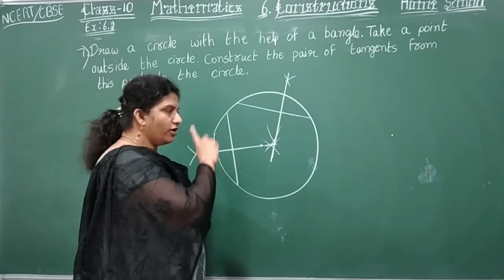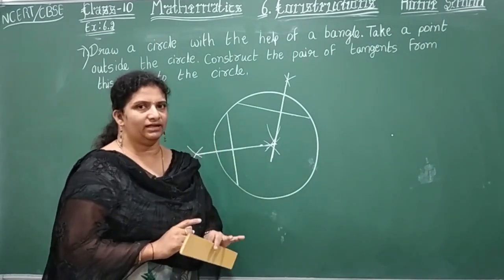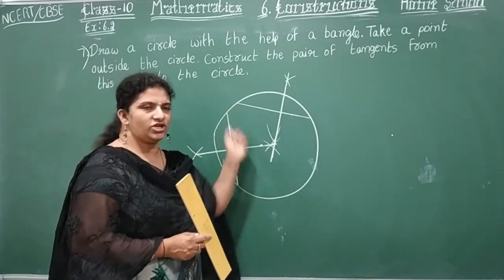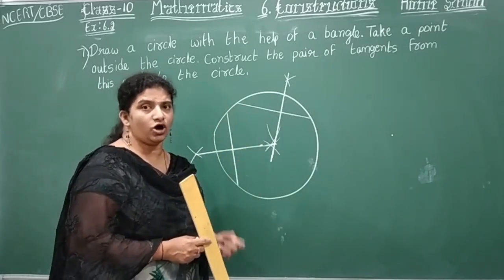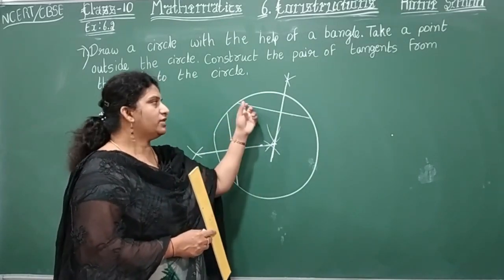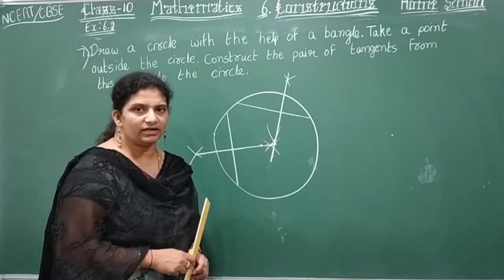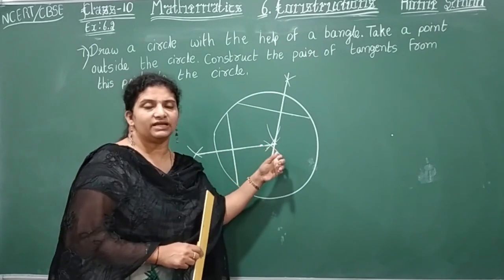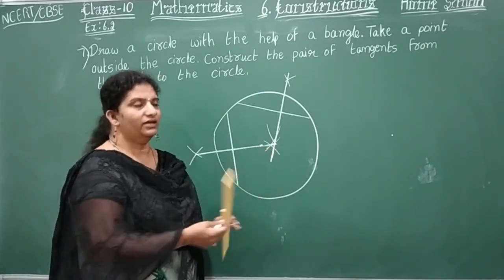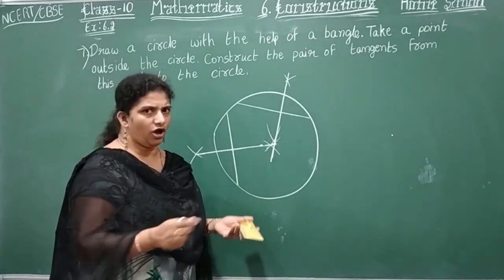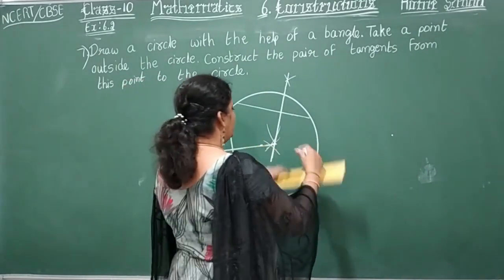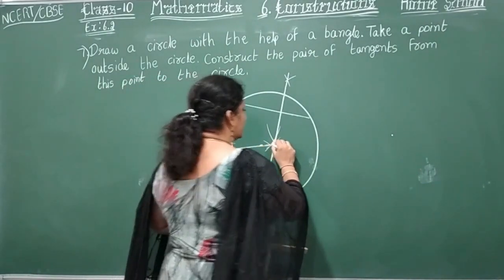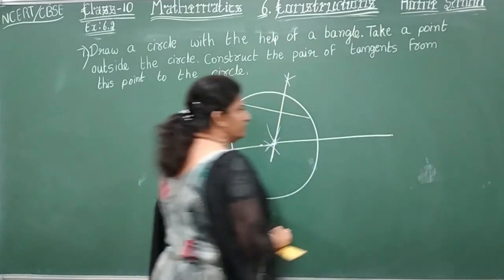So now draw a circle using a bangle and draw any two straight lines. Those are nothing but the chords in a circle. Using those chords, draw the perpendicular bisectors. These two bisectors meet at a point, and that is the center. Now the next step is common to all. What is your next step? From this center, join.